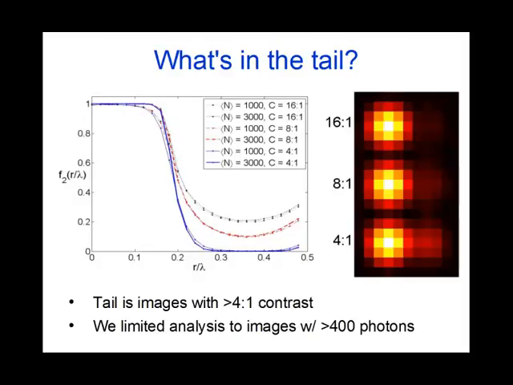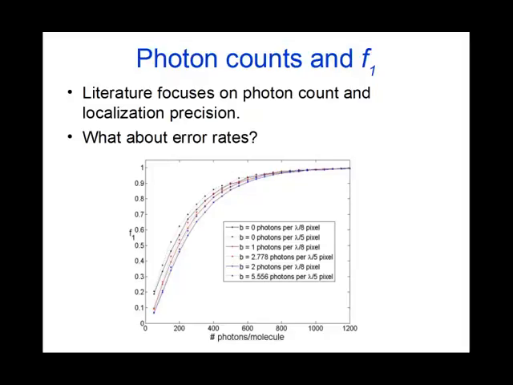So what this is telling us is that as long as your images have a contrast above that, they won't be accepted. And now the question we have to ask, a question we're working on, is what does that mean for localization precision? Are those high contrast images returning bad position estimates or good position estimates? And that's something we're working on.